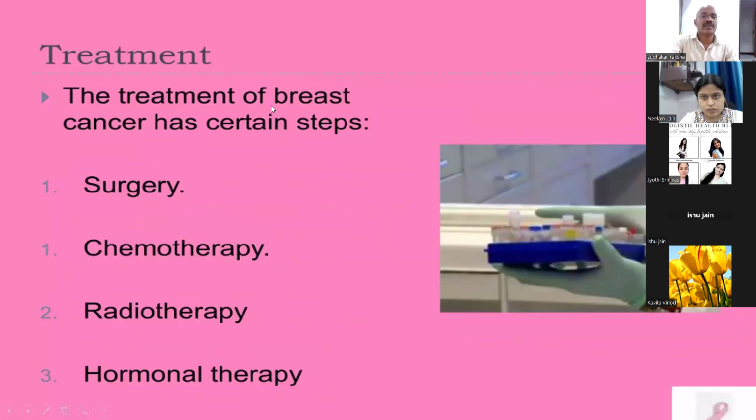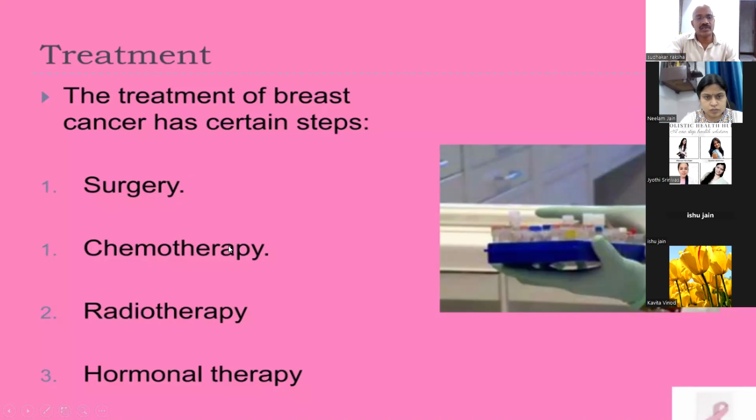So multimodality treatment is done. Usually the main modality is surgery. Whenever there is a lump in the breast, except for the cyst, where aspiration will do, but whenever there is a fibroadenoma or carcinoma, whenever there is a tumor in the breast, it should be excised. There is no other treatment.